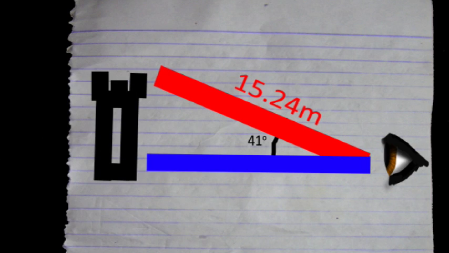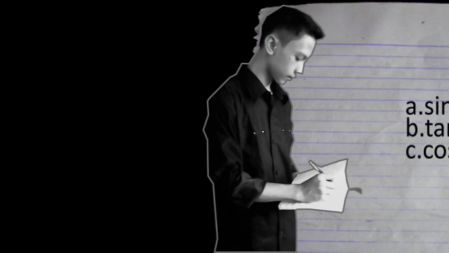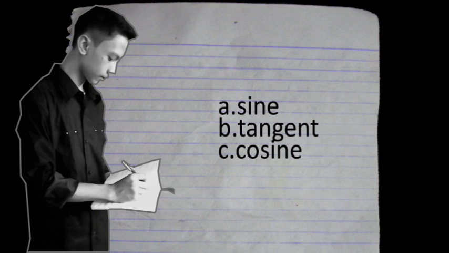So our given is 15.24 meters and 41 degrees, and we are looking for the distance of the observer from the base of the tower. The first step that we should do is to illustrate the figure. We have 15.24 meters height of the tower and an angle of elevation of 41 degrees, and we come up with this illustration. So, what trigonometric ratio should we use to solve the problem? A, sine; B, tangent; C, cosine.